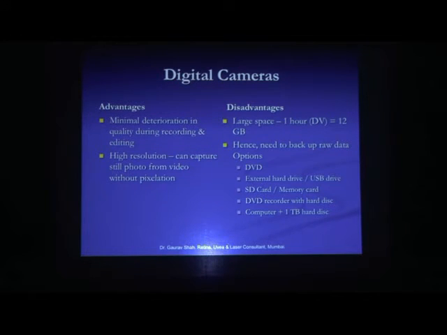Okay. So going on to the advantages of digital cameras, there is minimum deterioration in quality during recording and editing. That's the main advantage. Disadvantage is it takes up a lot of space. So just recording 1 hour of a retina video will take up 12 GB of space. And how do we store so much raw data of the surgical videos? We will see the options about that again.